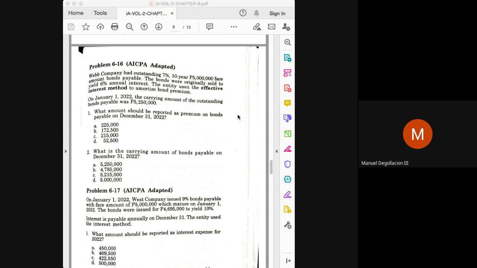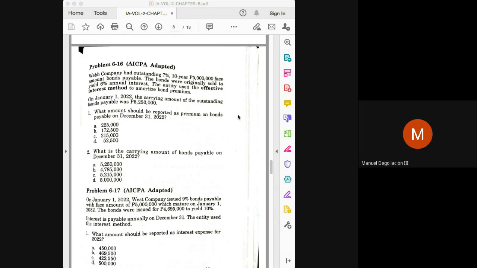First, let's compute the fixed periodic interest, which would simply be the product of the stated or nominal rate and the face amount. Here, the stated rate in the bond, the nominal rate or the coupon rate, is 7%. So we will multiply the 7% with 5 million. We would get an annual interest payment of 350,000.